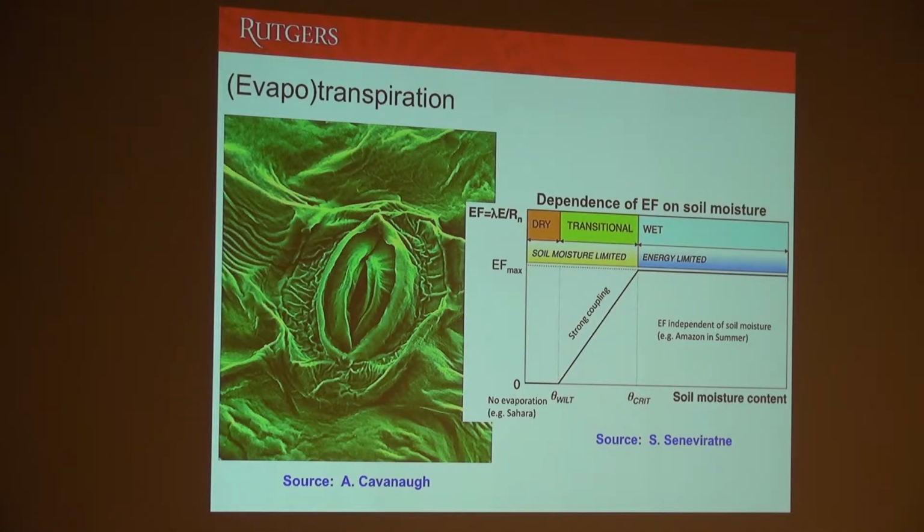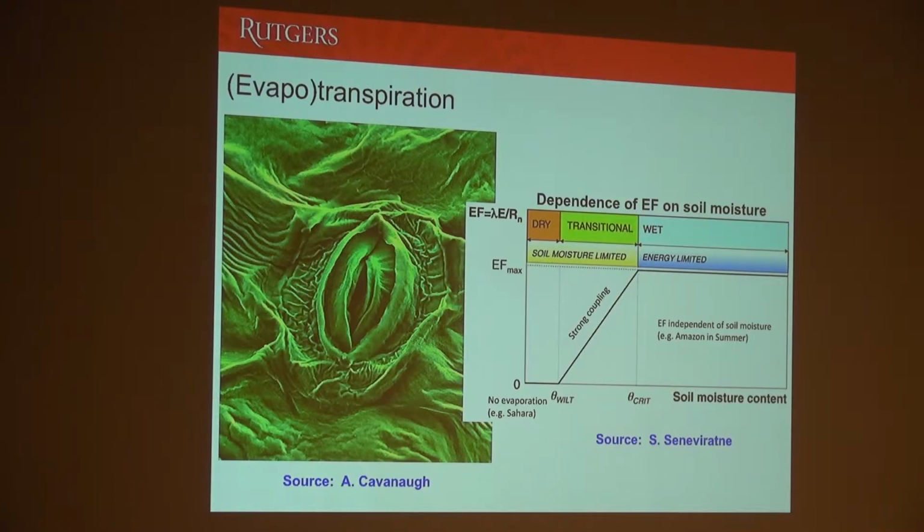So for any of the non-ecologists or biologists in the audience, do you have an idea what the picture on the right is? It looks kind of like a dragon's eye, but it's actually a stomate, or a pore on the surface of a leaf. And those are very important when we're talking about the exchange between plants and the atmosphere.